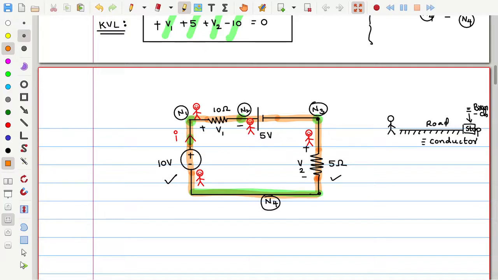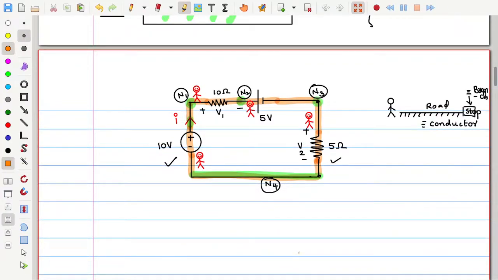Now, once current is passing through some element, let me take up this point. I have a resistance of 10 ohm. Let us assume this is the N1 side and this is the N2 side. From which side is the current entering this 10 ohm? From the N1 side.